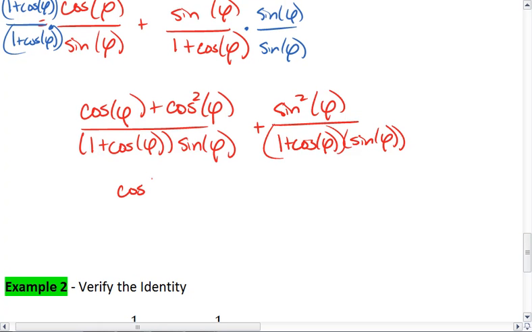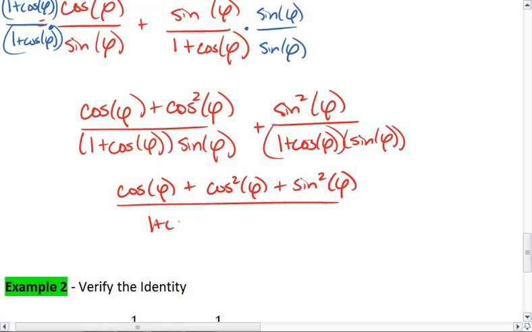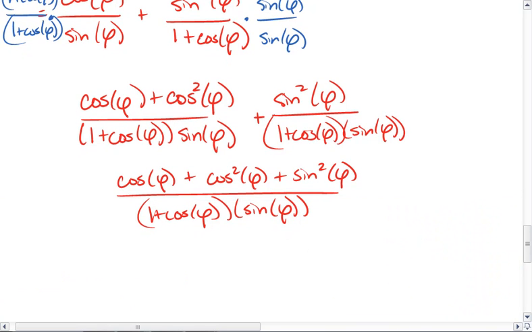We get cosine plus cosine squared plus sine squared all over 1 plus cosine times sine. Hopefully something jumped out at you, and that's that we have a cosine squared and sine squared. That's our Pythagorean identity, where cosine squared plus sine squared equals 1.